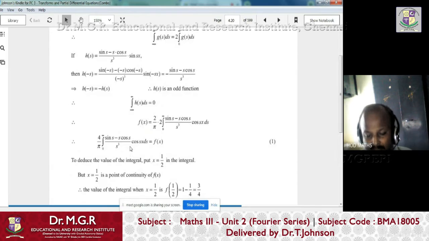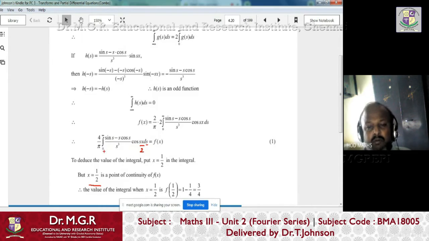Remember in this integral, s is the variable. So x is something like a constant. So what we need here is s by 2. So we can assume x as 1 by 2. If you assume x as 1 by 2, in place of x we put 1 by 2, then automatically we'll get the representation sin s minus s cos s divided by s cubed, cos s by 2.